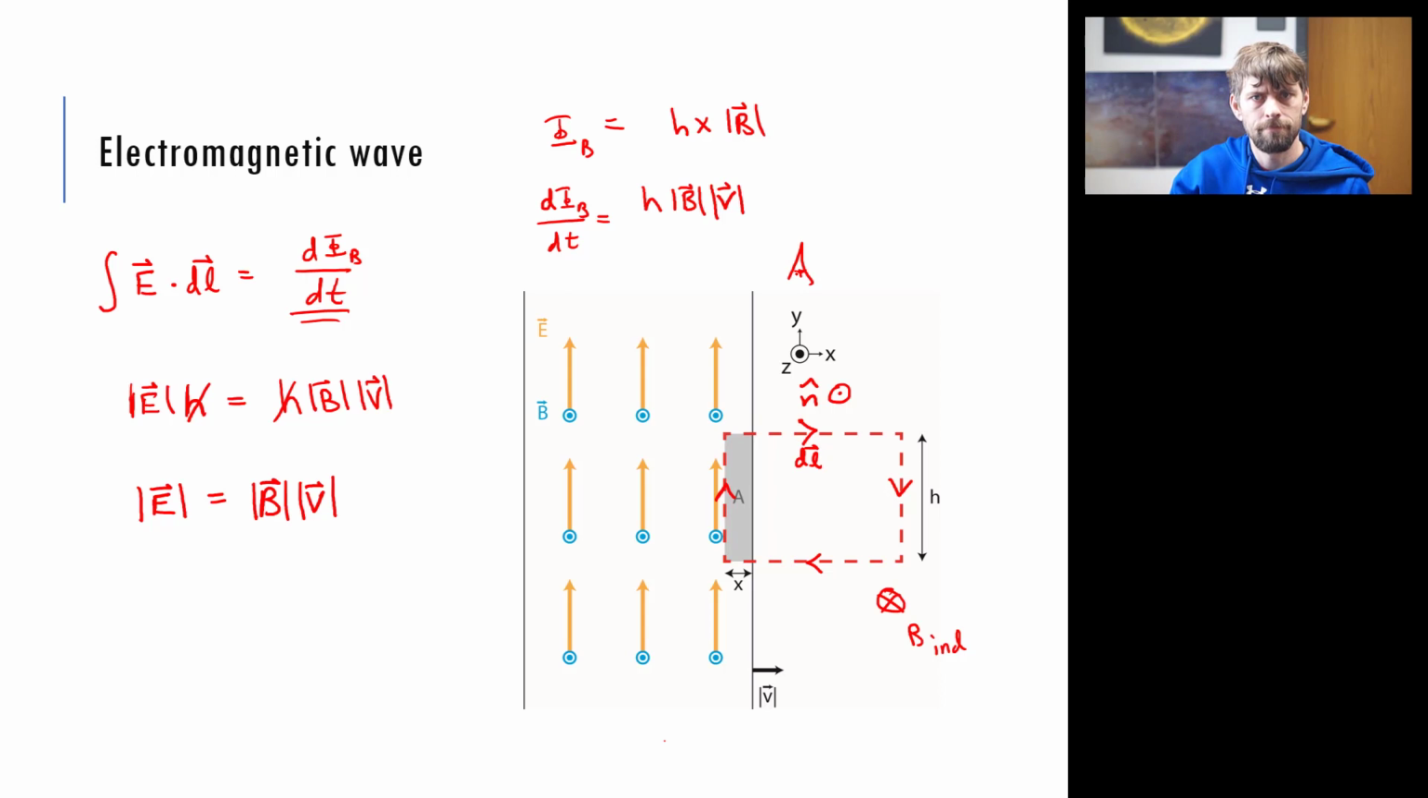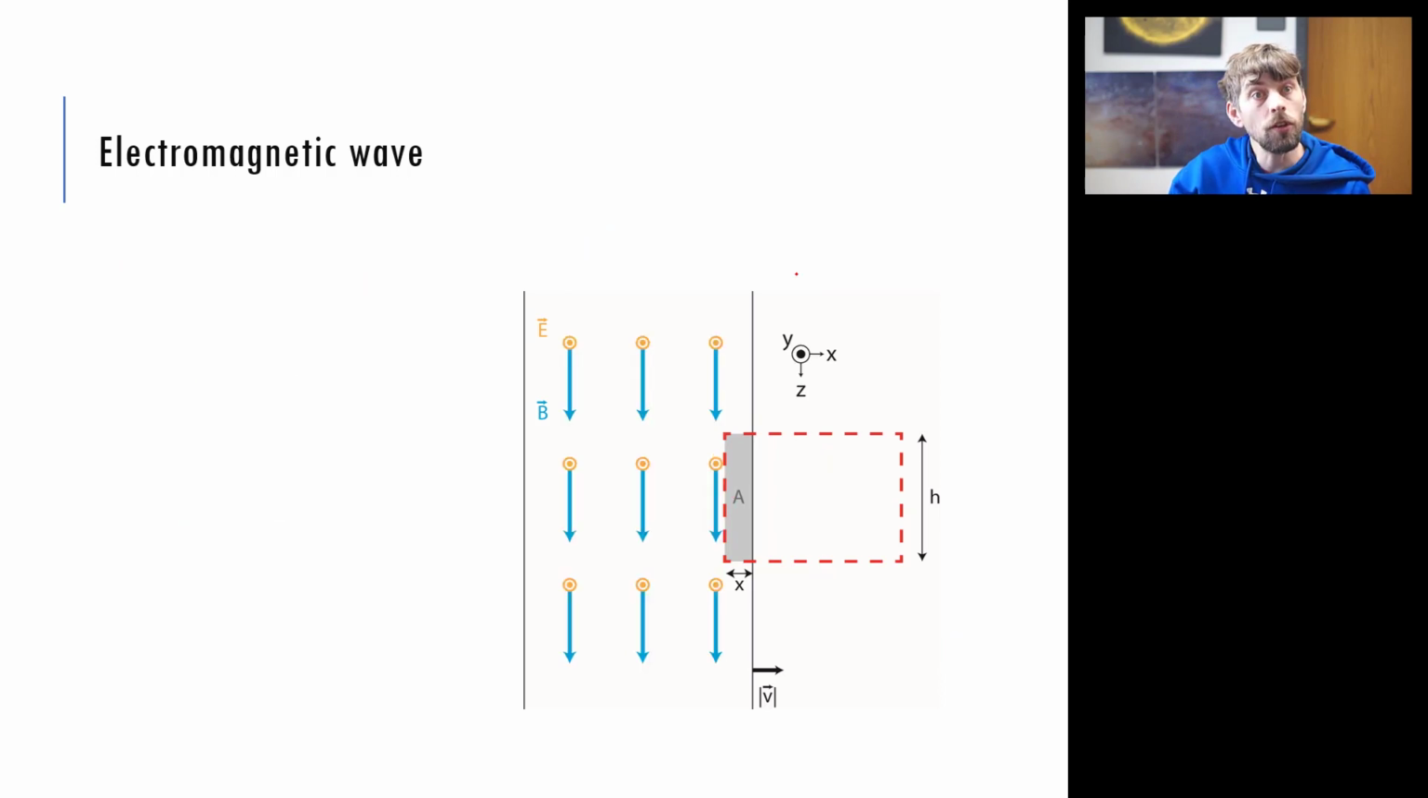Okay, here we go. So we are going to play the same song and dance. But here, rather than thinking about Faraday's law, we are going to be thinking about Maxwell's correction: the integral of B dot dl equals mu naught epsilon naught d phi E over dt. Now again, we can do the same song and dance.